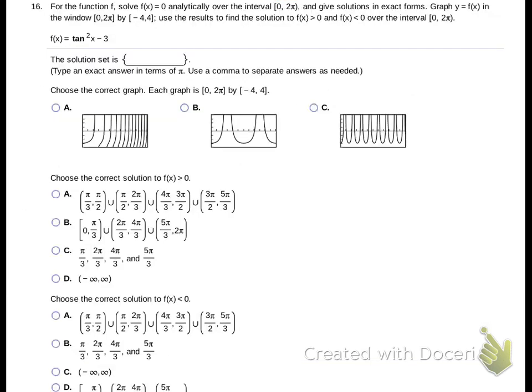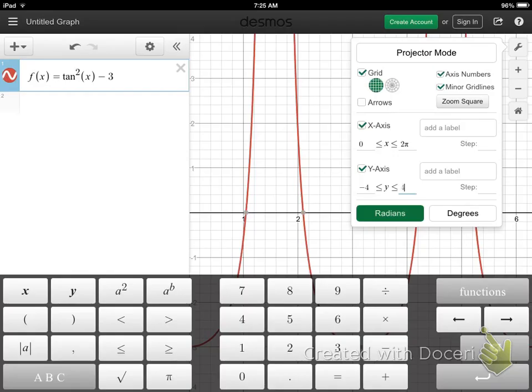All right, for number 16, I'm going to show you how to solve that analytically. That just means algebraically or by hand. But I wanted to show you what Desmos would look like. They give you the windows to use. So this is how I included it in Desmos. When I typed in tangent, I used functions. I typed in x, and then I had to back arrow to put that squared in.